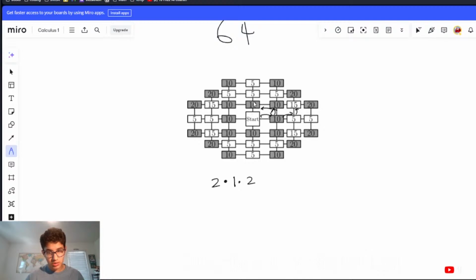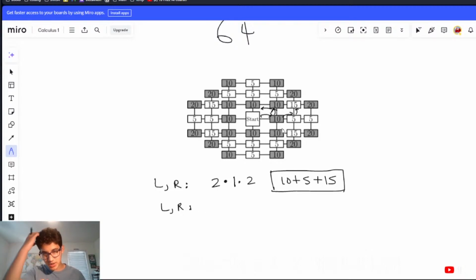The other case is if you go up here to this 10. Okay, so this is left or right? Left, right. Basically what we did here was 10 plus 5 plus 15. Now we can do 10 plus 10 plus 10 with left and right as well. So you can go here. Well, actually, we can do that with anything.